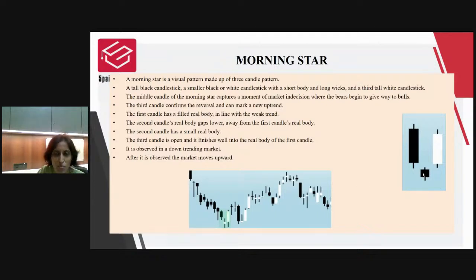So the middle candle of the morning star captures a moment of market indecisiveness where the bears begin to give way to the bulls. Just look at the range, it's small. So the bears are now giving way to the bulls. And the third candle confirms the reversal and can mark a new uptrend in the market.